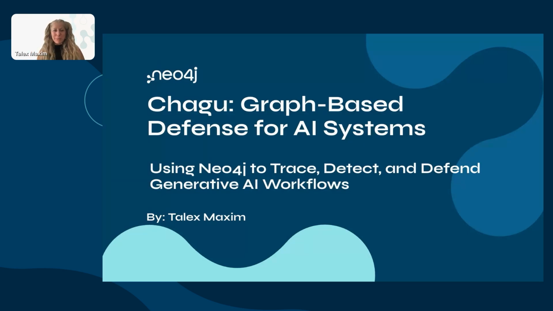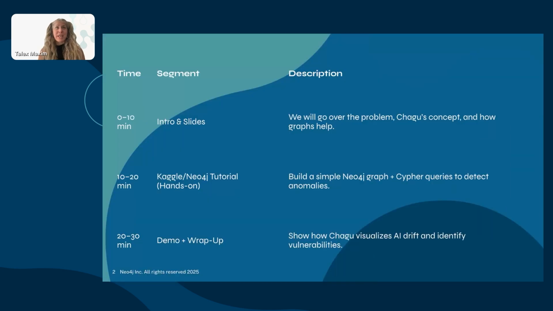So my topic today is Chagu, graph-based defense for AI systems. I would like to show you how we are using Neo4j to trace, detect, and defend generative AI workflows.